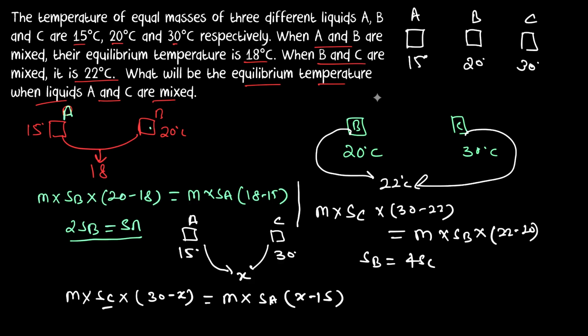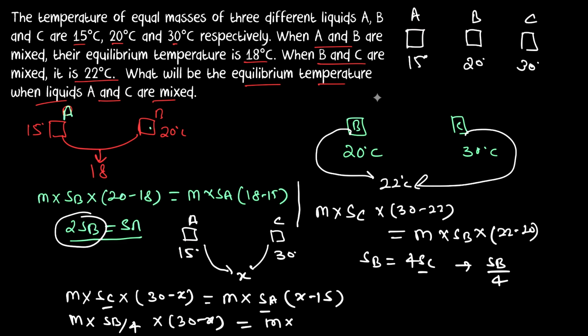Now we know SC and we know SA. We can write them in terms of SB: SC is SB by 4 and SA we can write as 2SB. So in place of SC I will write SB divided by 4 into 30 minus X, that should be equal to M into SA, we can write 2SB, into X minus 15. Now SB gets cancelled and we solve this equation, we will get X is equal to 19.09 degrees Celsius.